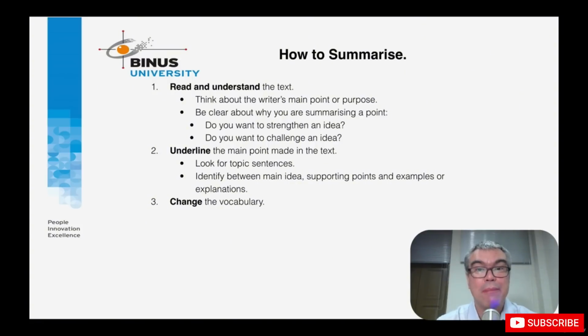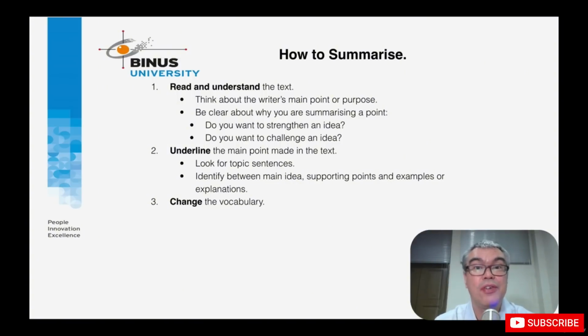Okay, so step number 3 is to change the vocabulary. Now, it is important to change the vocabulary, and when you summarize, you are using the ideas of others, but you are writing them in your own words. Now, remember that doing this is an important thing to do. You can't just copy the original words. If you do, then you could be in trouble for plagiarism.